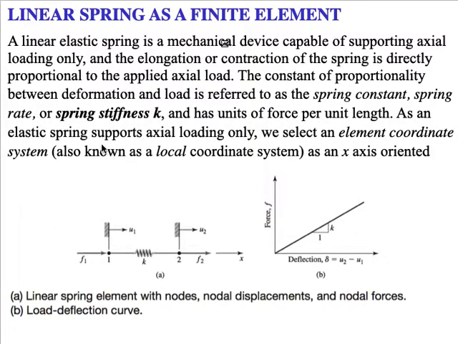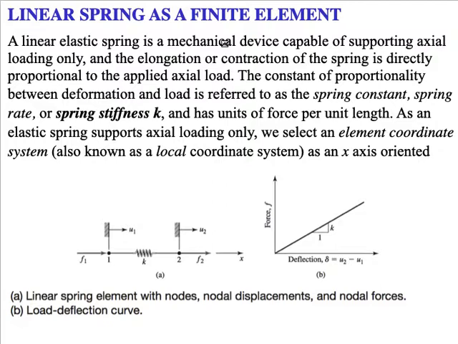As an elastic spring supports axial loading only, we select an elemental coordinate system, known as the local coordinate system, with an x-axis oriented along the spring. So here in this figure, the linear spring element has two nodes, with nodal displacements and nodal forces F1 and F2 in the x direction, and this is the load deflection curve, force versus deflection, that is u2 minus u1.